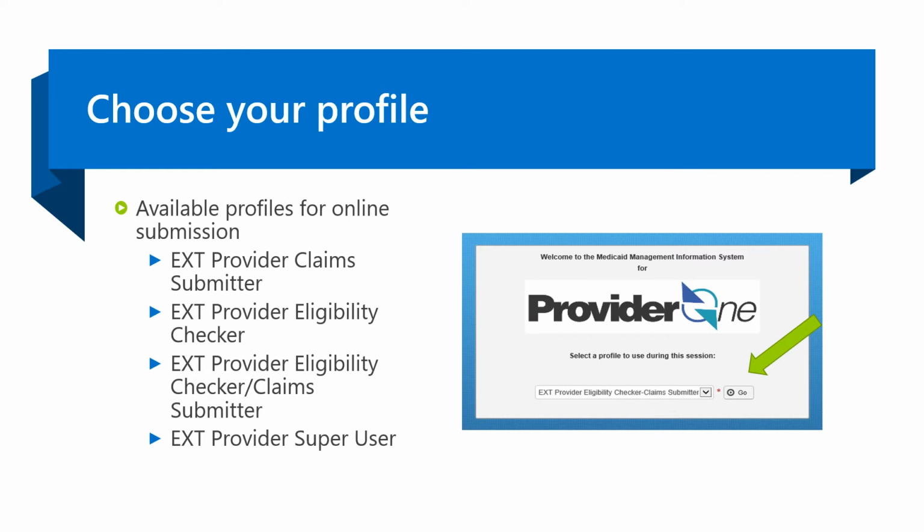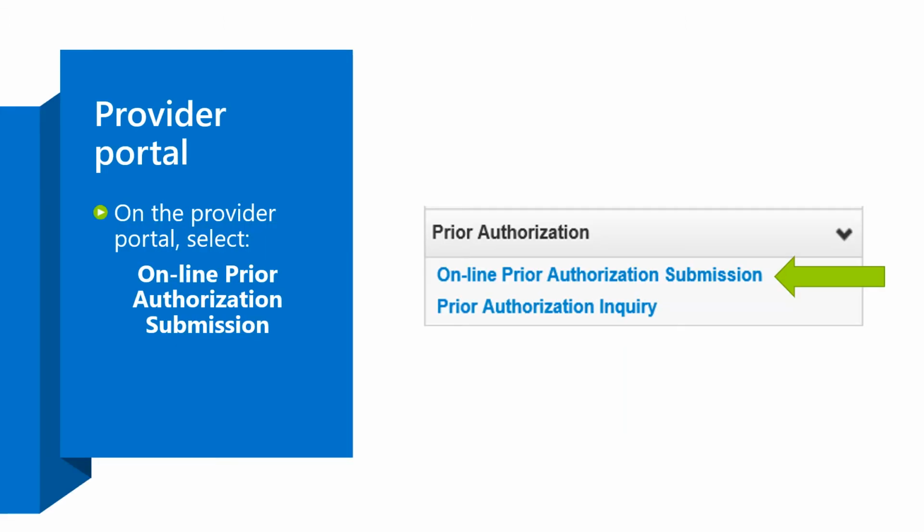The profiles needed to submit requests are EXT Provider Claims Submitter, EXT Provider Eligibility Checker, EXT Provider Eligibility Checker/Claims Submitter, or EXT Provider Super User. If you do not have one of these profiles, you will need to reach out to someone within your agency who is set up as a super user or has the access to update your profile. After you have logged in and chosen the appropriate profile, you will then click on the Online Prior Authorization Submission hyperlink.